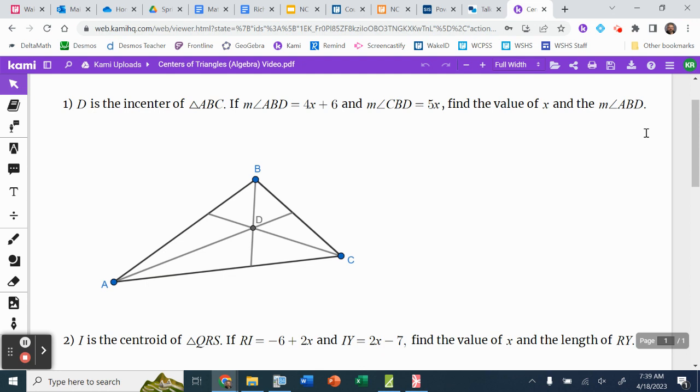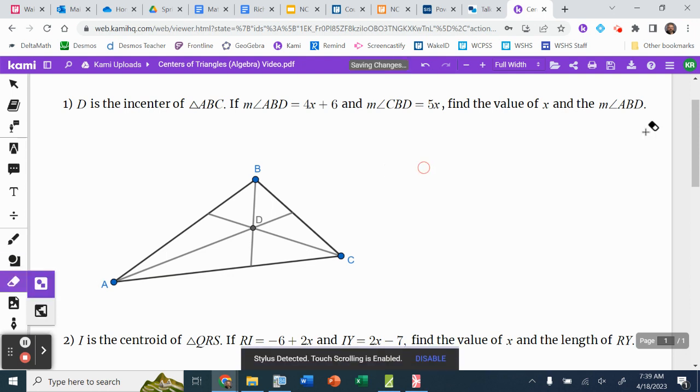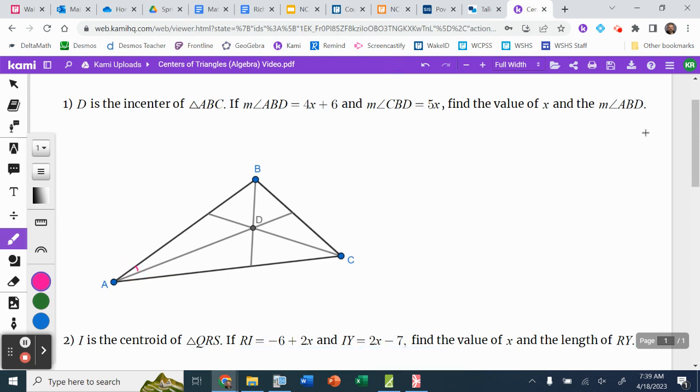And so the result of that is if D is the incenter, then we know it was formed by all the angle bisectors at the vertices. So for instance, I know that this angle here is congruent to this one. I know up here at vertex B, that angle will be congruent to that one. And then lastly at vertex C, I know that this angle will be congruent to this one.